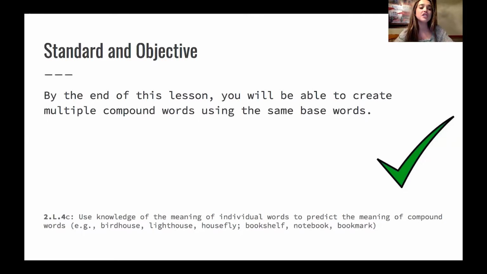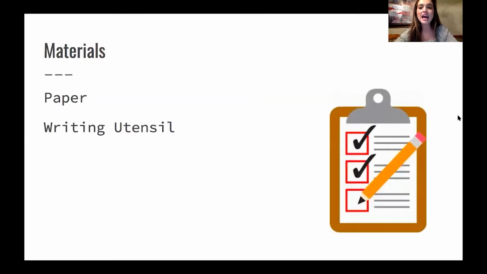And then, of course, our standard is to use knowledge of the meaning of individual words to predict the meaning of compound words. And then it just has some examples like birdhouse, lighthouse, housefly, bookshelf, notebook, bookmark, etc. There are more of those, but for now we are focusing on just creating those compound words and using the definitions that we already know to help us figure out what they mean.